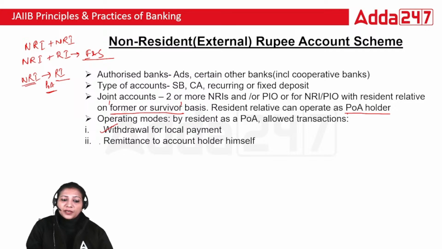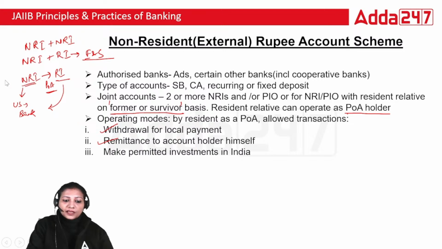Second is remittance to the account holder himself. Suppose the NRI is from the US and holds another account in a US bank, so the resident Indian can transfer the money to that account also. Third, make permitted investments in India. There are a few investments which are allowed by RBI, so through that account, permitted investments can be made here in India in different securities.